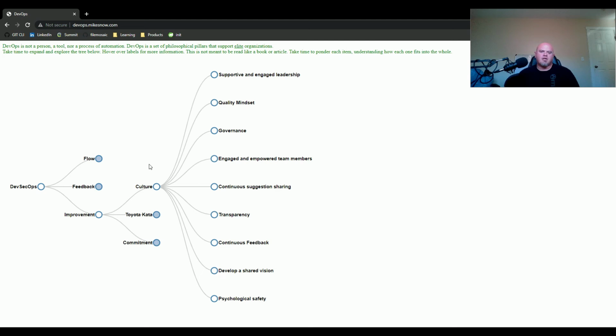I was thinking about how continuous suggestion sharing differentiates. It's if someone has a different idea or a different innovation, we don't want to stifle those ideas. So I suppose that's how it would differ: feedback would be information on what is, and continuous suggestion sharing could be information on what could be.